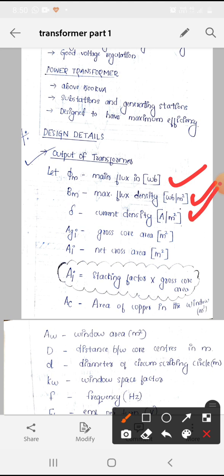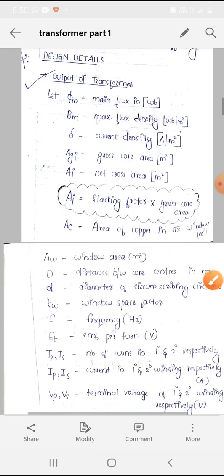Delta is the current density, ampere per meter square. Agi is the gross core area in meter square. Ai is the net core area in meter square. And capital Ai is equal to stacking factor into gross core area. And capital Ac is the area of copper in the window in meter square. And Aw is the window area in meter square. Capital D is the distance between core centers in meter. Small d is the diameter of circumscribing circle, that is in meter. Kw is the window space factor.